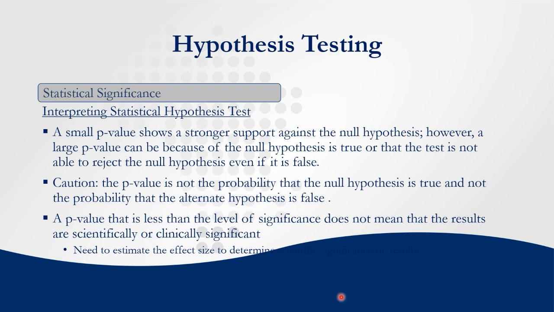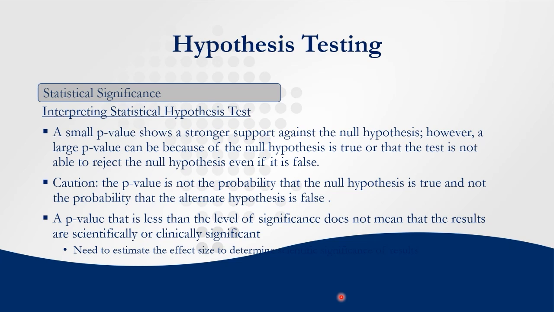Because as we say, we can be committing errors. A p-value that is less than the level of significance, also a point of emphasis, does not mean that the results are scientifically or clinically significant.